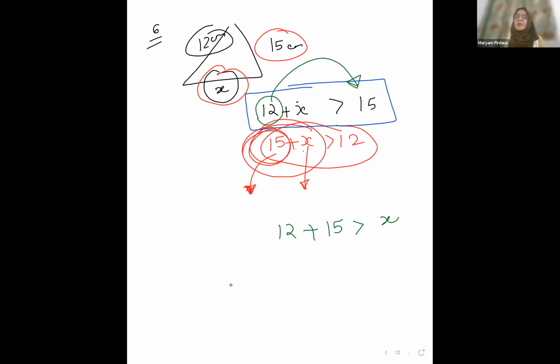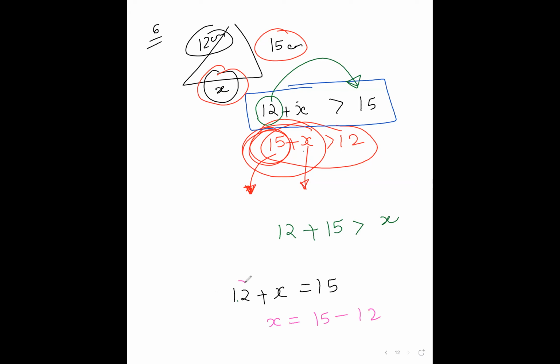So how do you do it in an equation? Let's say, for example, if this was an equation where 12 plus x is equal to 15. In that case, you will say, okay, I am taking 12 to the other side. So it will become x is equal to 15 minus 12, right? Because 12 is going to the other side. Transposition method, clear? Yeah.